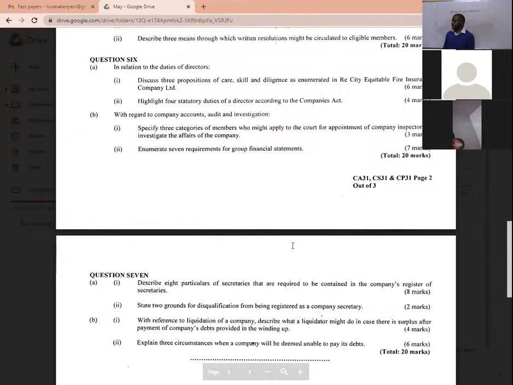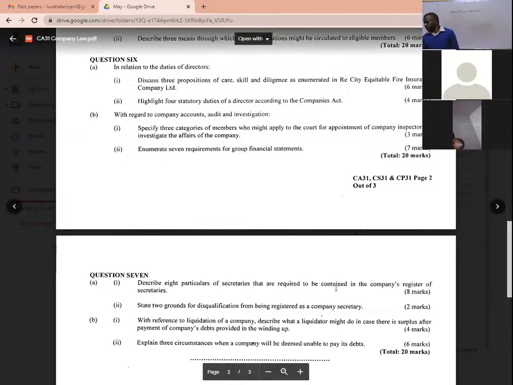It says, describe 8 particulars of secretaries that are required to be contained in the company's register of secretaries. Then Roman 2, set 2 grounds for disqualification from being registered as a company secretary. So what are the grounds of being disqualified from being registered as a company secretary? So we can start with that first one. Describe 8 particulars of secretaries that are required to be contained in a company register of secretaries.